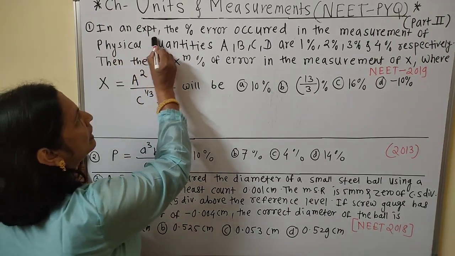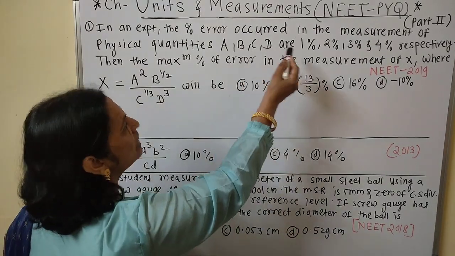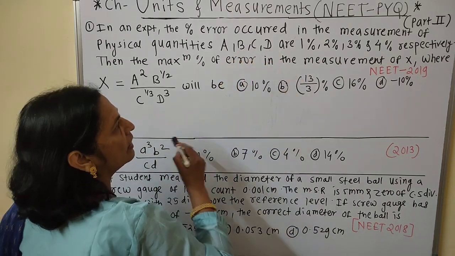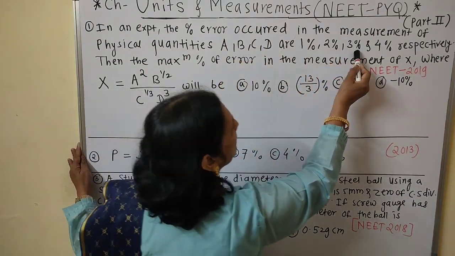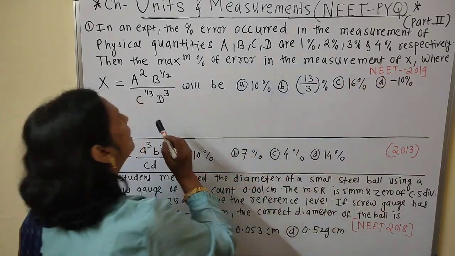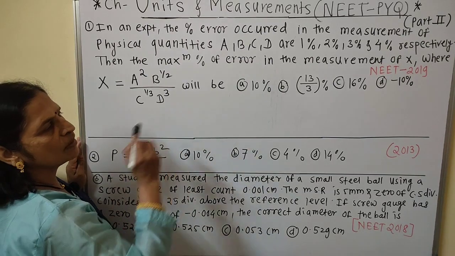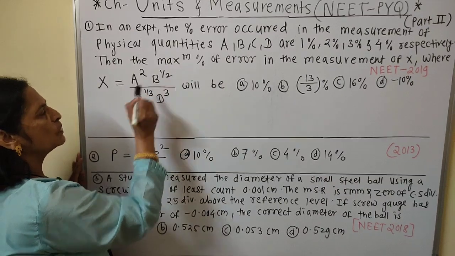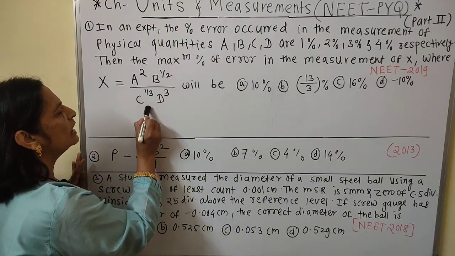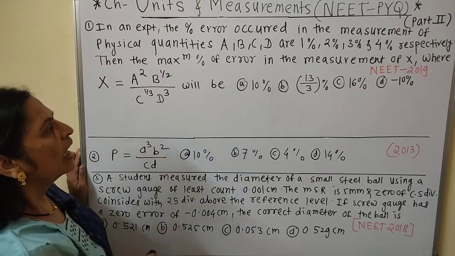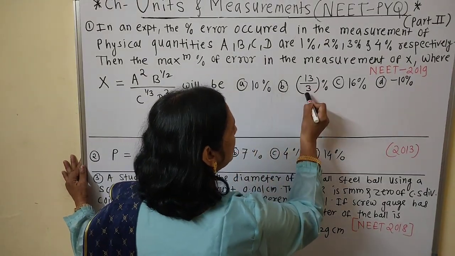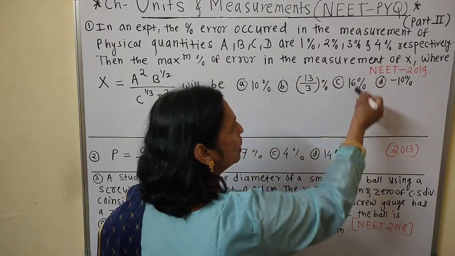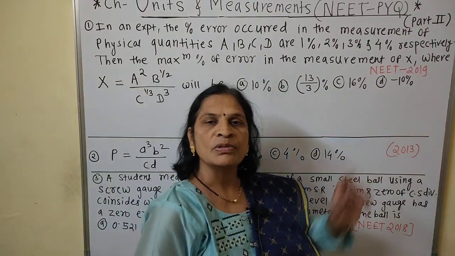In an experiment, the percentage errors occurred in the measurement of physical quantities A, B, C and D are 1%, 2%, 3%, 4% respectively. Then the maximum percentage error in the measurement of x, where the value of x is given by the equation a squared b raised to 1/2 divided by c raised to 1/3 d cubed, will be. Option A is 10%, B is 13 by 3%, C is 16% and D is 10%. This MCQ was asked in NEET 2019.